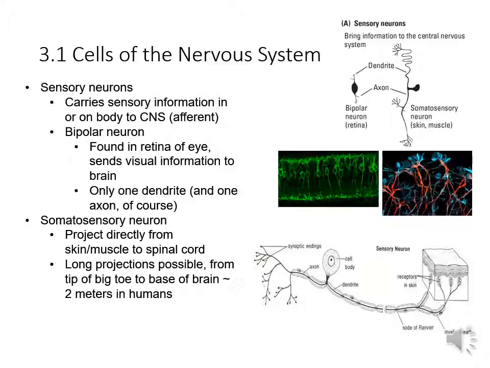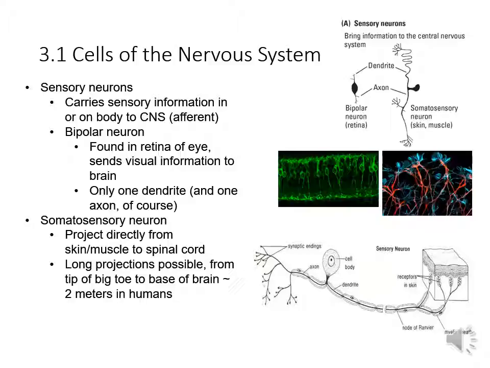Okay, there are three basic types of neurons that we're going to talk about. The first is the sensory neuron, which carries information from the body, like on the skin, or within the body, to the central nervous system. And if you remember the term afferent that we learned in the last chapter, sensory neurons are afferent, meaning that they bring information from the periphery, from the body, to the central nervous system.